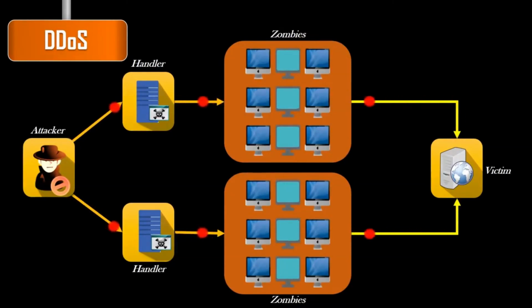If we look at this animation right here, we can see the attacker is sending the DDoS attack to the handler, and then the handler is telling the botnet and all the zombies to send these requests to the victim's IP address. And then the victim's IP will overload and it won't be able to do whatever job it was trying to do.